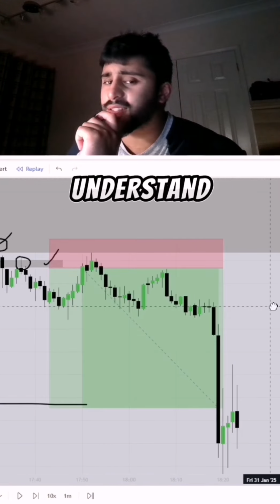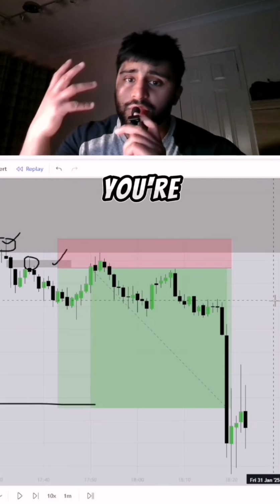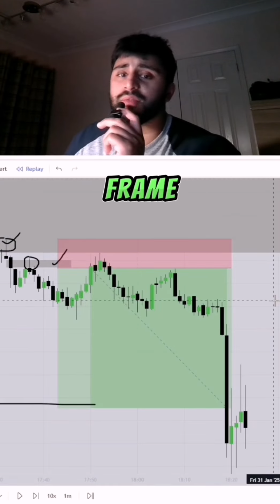So there's one thing you want to understand from this entry model is you want to wait for a 15-minute fair value gap, 1 minute for entry, and you're confirming a change of state of delivery with lower time frame fair value gaps.